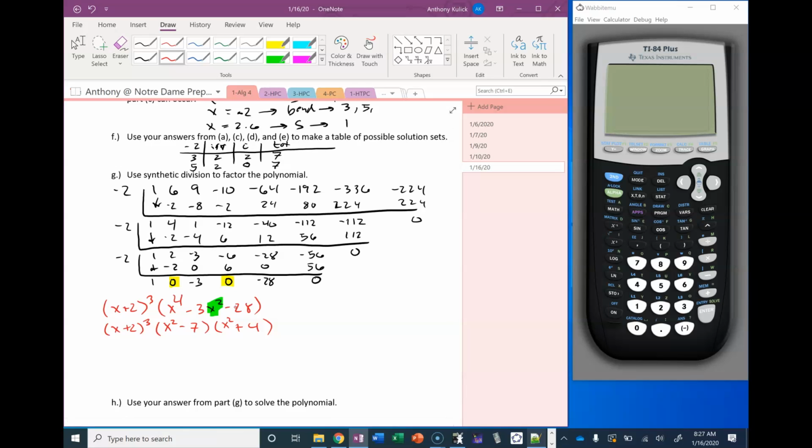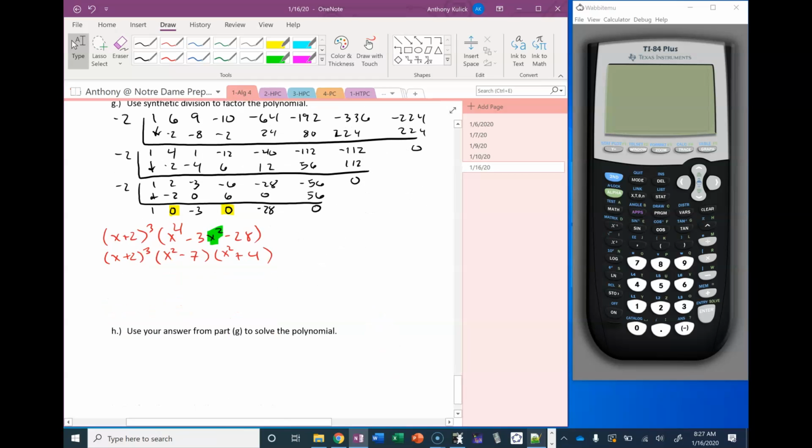Could I factor either of those anymore? X squared -7 or x squared +4? No. X squared -7 isn't a difference of 2 squares because 7 isn't a perfect square. And x squared +4 isn't a difference of 2 squares because there's addition going on in between. It's not a subtraction problem. So this is my best factored form. That's as far as I can go.